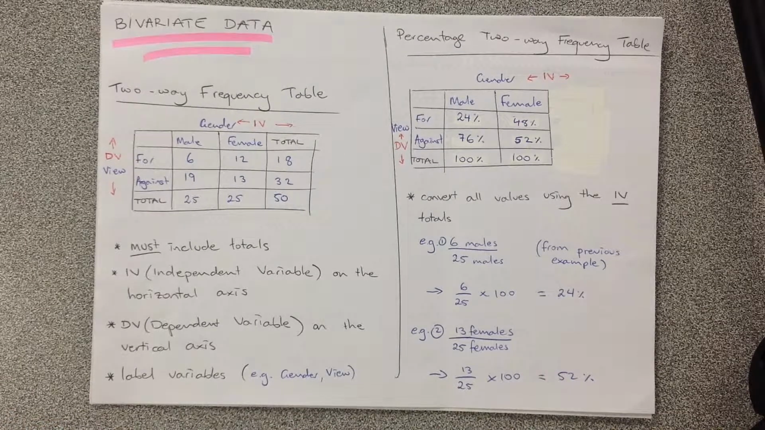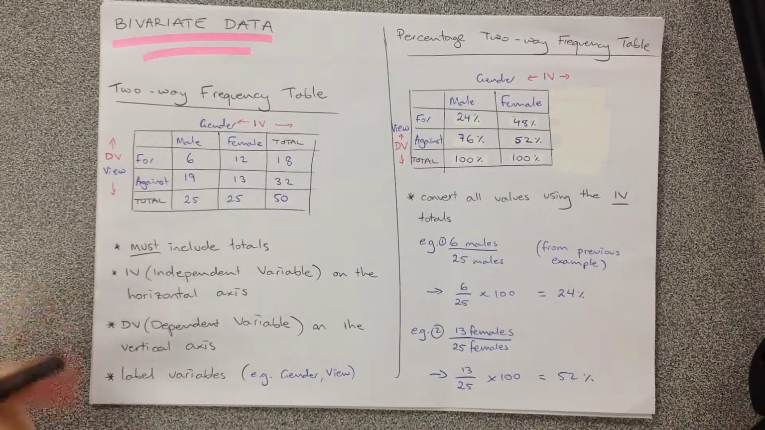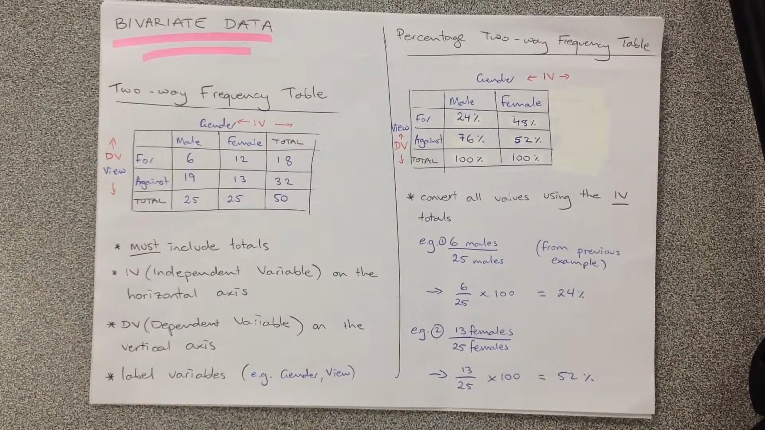Right team, get excited. We're going to move into bivariate data now. So I've looked at univariate data, like one variable, and now we're looking at bivariate data, like two variables, which is what we do most of in further maths. The good thing about that is we can compare two variables.